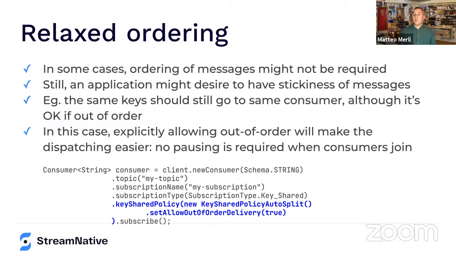So if you don't need the ordering, you can basically avoid all this logic of pausing consumers by setting allowOutOfOrderDelivery equal to true. That you do on the KeyShared policy. Once you do that, since we don't have to guarantee the ordering, when a consumer joins we can immediately do this reassignment of keys and move much faster and not be blocked by any slow consumers.